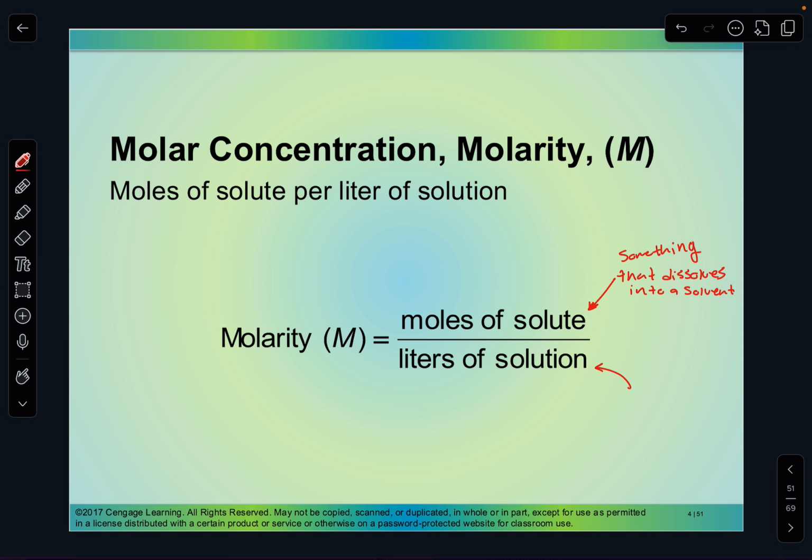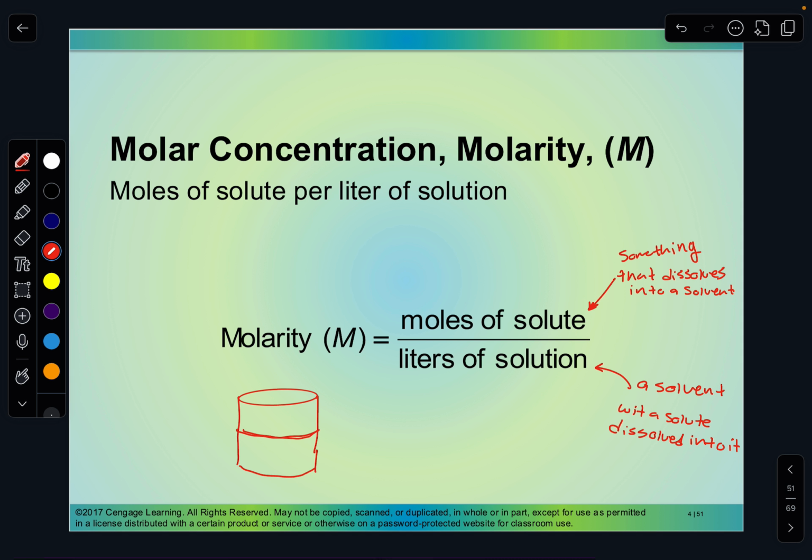Now, a solution is going to be something with a solute dissolved into it. Actually, I'll keep writing this, but I want to change it. So not just something, but specifically a solvent with a solute dissolved into it. And so what that looks like, if I were to draw it out, let's say that we have this container here. Let's say it's full of water, I'll make it blue.